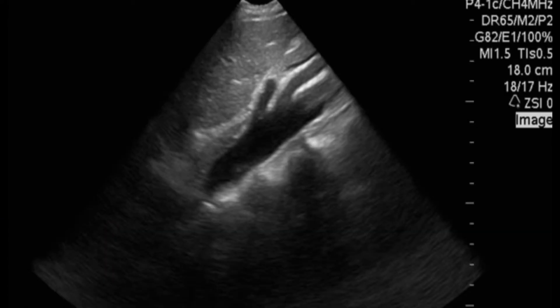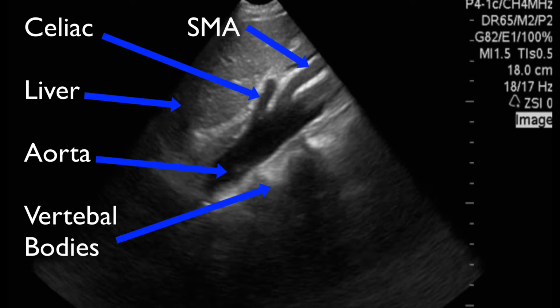Now use this still image to identify all the major structures, including the liver, the celiac artery, the SMA artery, as well as the aorta and the vertebral bodies.